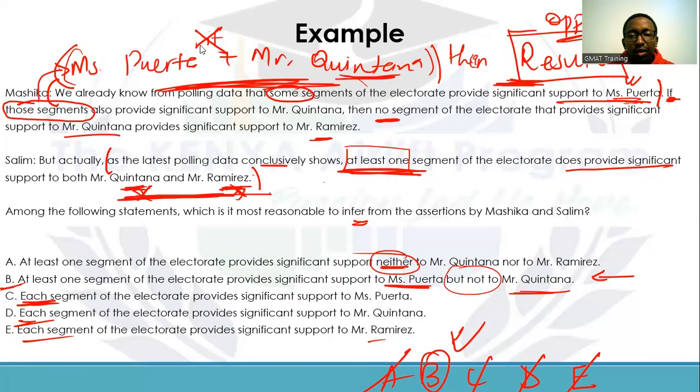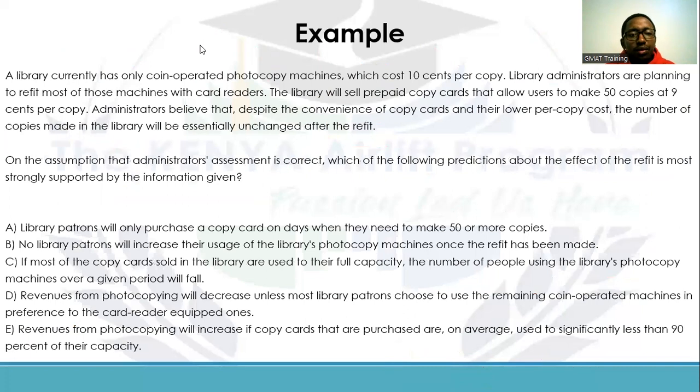So let's go to our last example. This is significantly more difficult than the rest. So please take 2 minutes, try and solve it, and pause, and we'll solve together.